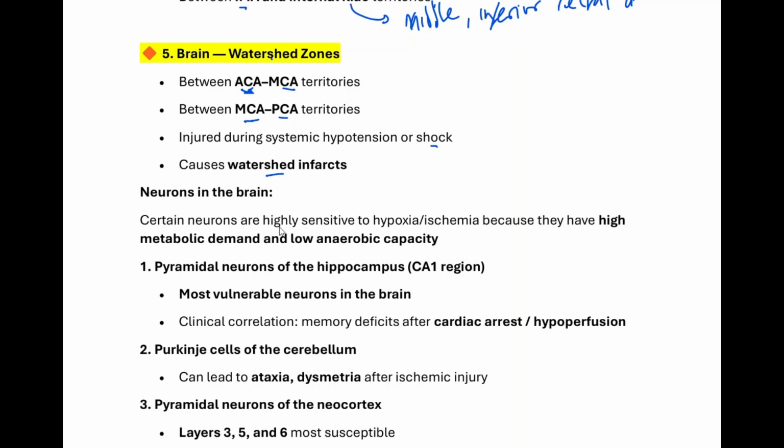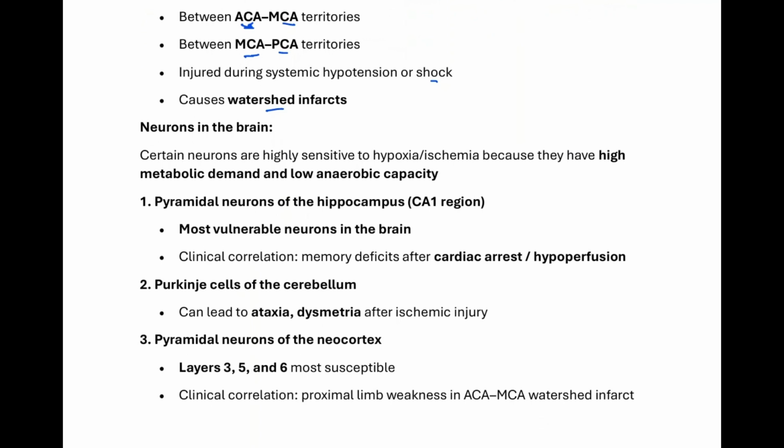And the neurons in the brain. What are the neurons in the brain that are more prone to ischemia? And these are high yield, guys. Certain neurons are highly susceptible to hypoxia and ischemia because they have high metabolic demand and a low anaerobic capacity. So what are those neurons in the brain? The first one, which is the most vulnerable to ischemia or hypoxia, is the pyramidal neurons of the hippocampus. And that's going to be a broad question, guys. Most vulnerable neurons in the brain.